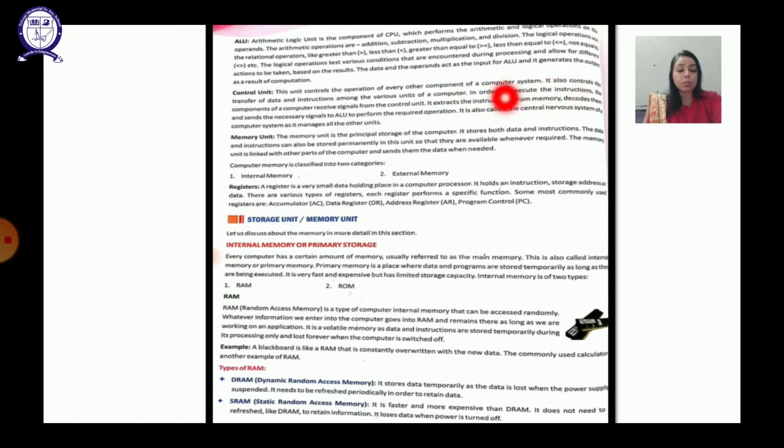It controls the transfer of data. It checks from where the input is coming and where to give the output. So this is the working of the control unit, to check and control the working of the system.